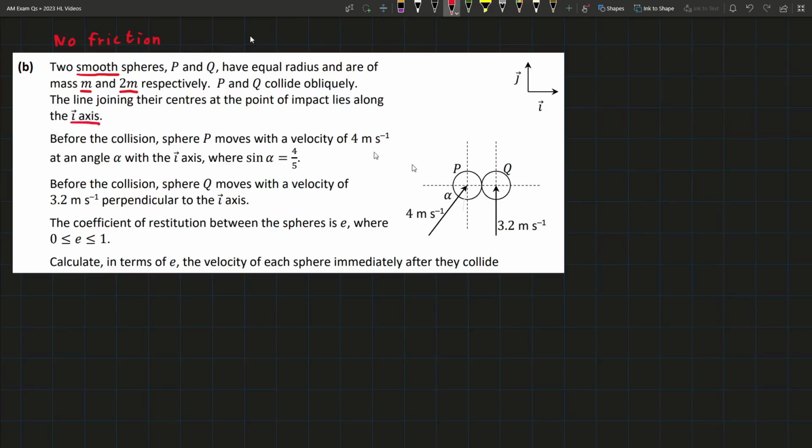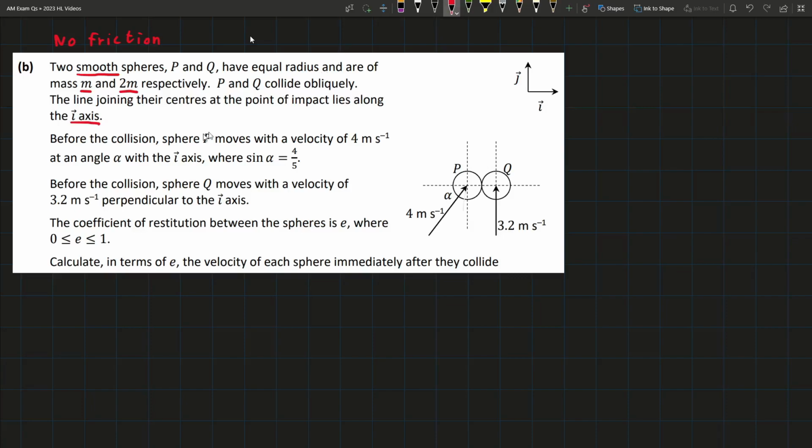The line joining their centers at the point of impact lies along the i-axis. That's important because it means that when the collision's actually happening, the only thing that's changing is stuff in the i direction. Nothing in the j direction is changing, because when they collide, the point of impact is along the horizontal axis, which means that the only things that are going to be changing are along the horizontal axis. If you don't know what that means, you'll see it later on.